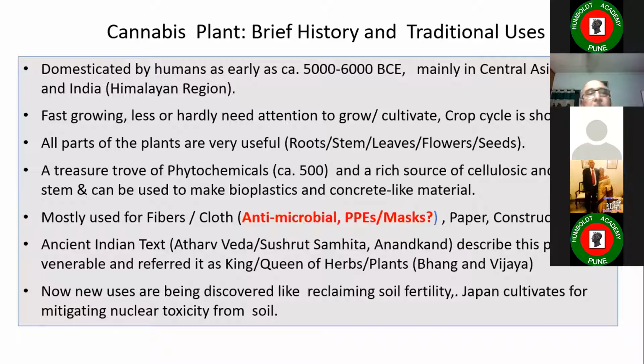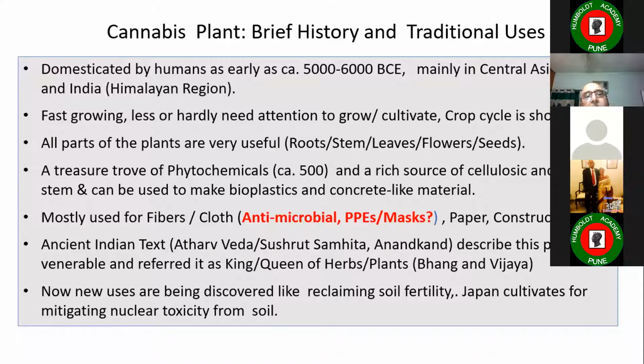It is a very rich source of cellulosic material, which is woody and fibrous, and used for making bioplastics and concrete-like materials. The biggest use of cannabis was also in paper making. The first paper on earth was produced from cannabis fibers. Cloth also. Many people know that the ship industry used cannabis for ropes and cannabis cloths for sails. The fiber was the major crop at that time.